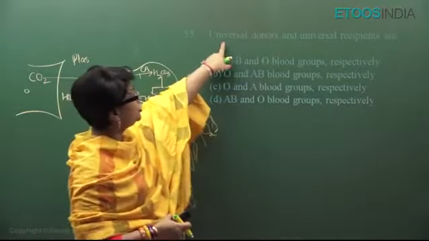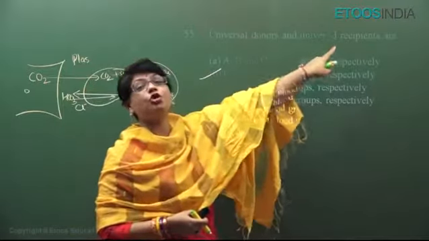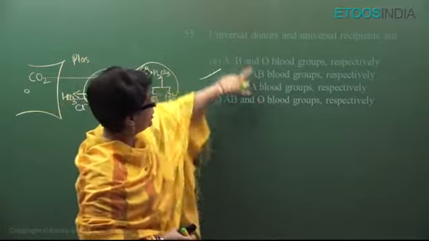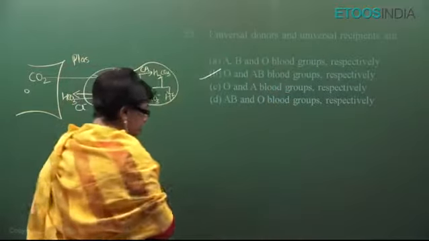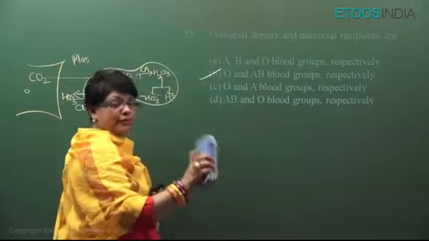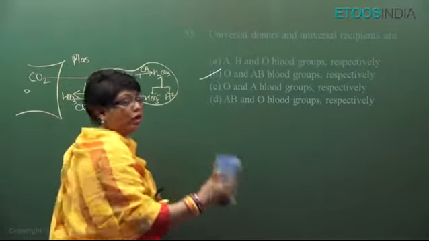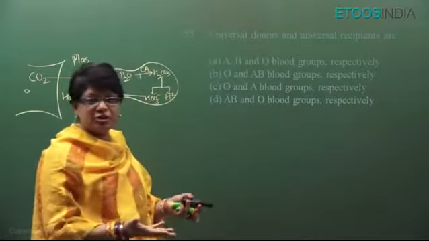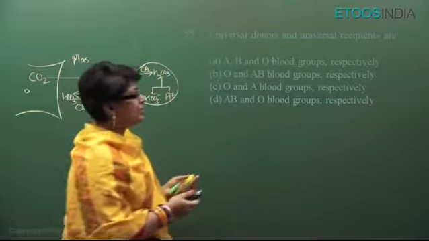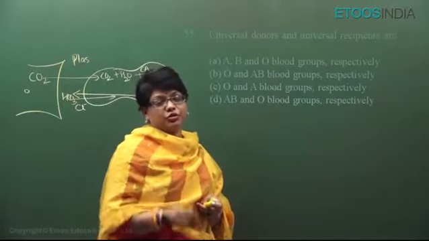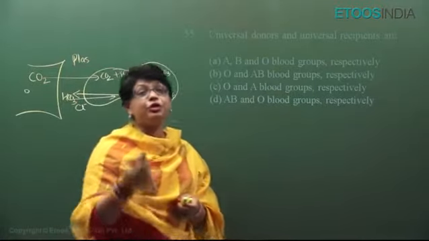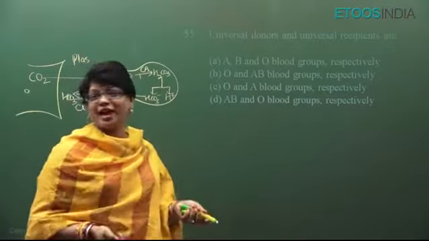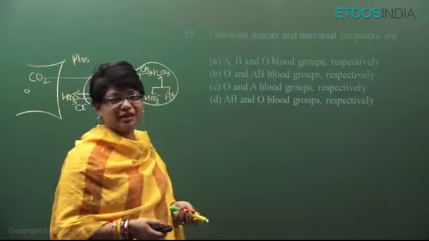If in the question they ask universal recipient and universal donor are, then answer will be AB and O. But here answer is O and AB. This is donor, this is recipient. Best blood group to be given is A to A, B to B, AB to AB, O to O. But if not available, or if you don't know the blood group of the patient, you can always give O. Because there are no antigens. So, reaction always happens between donor antigen and recipient's antibodies, but there are no antigens in O blood group. So, no reaction will take place, no mismatched blood transfusion will happen.